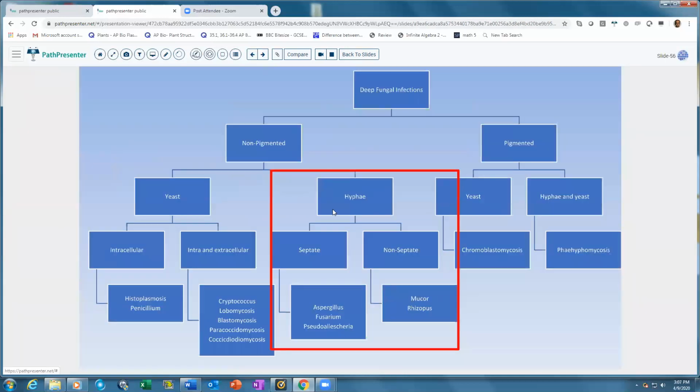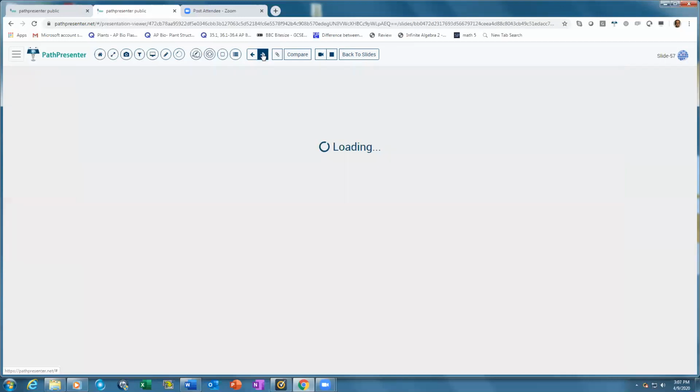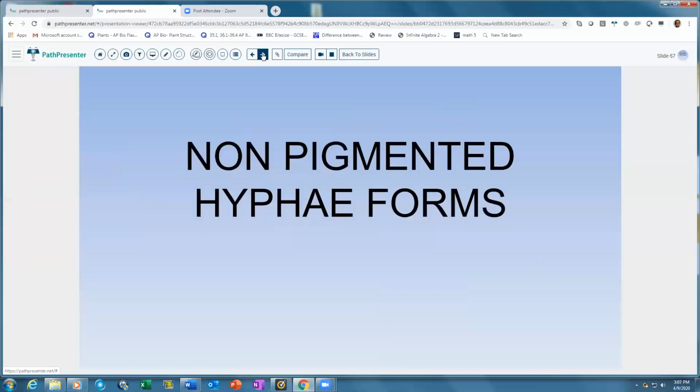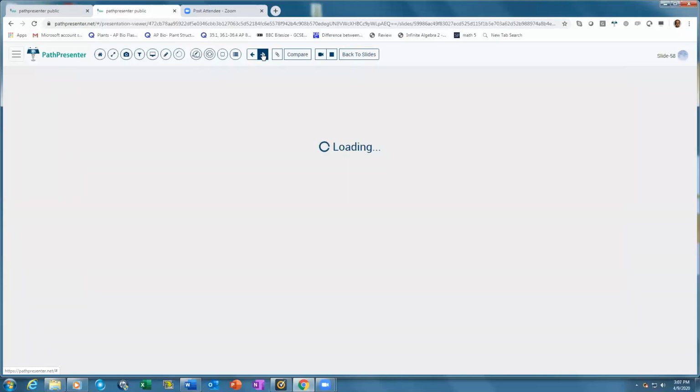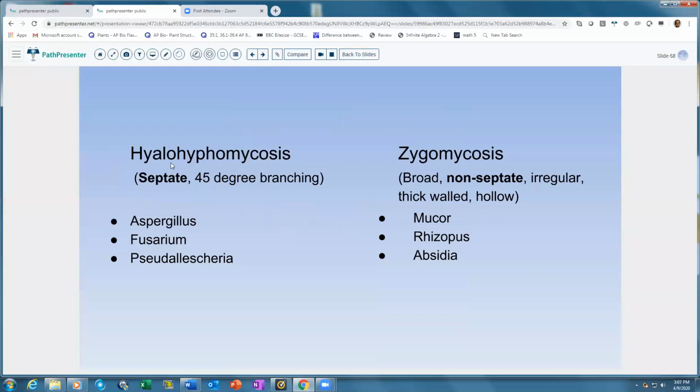And moving on to the hyphae forms which are non-pigmented. So now we are talking about Mucor and Aspergillus. These are hyphae forms which are non-pigmented. They are divided into two categories. One is called hyalohyphomycosis, which includes Aspergillus, Fusarium, and Pseudallescheria. And then the other one is the zygomycosis, which includes Mucor, Rhizopus, and Absidia.